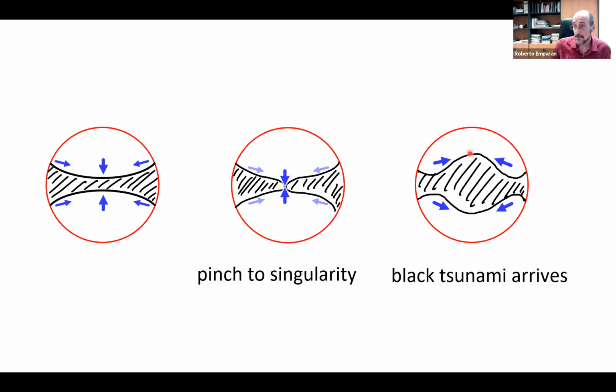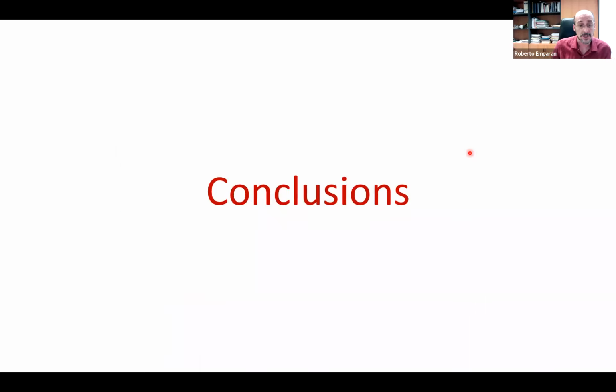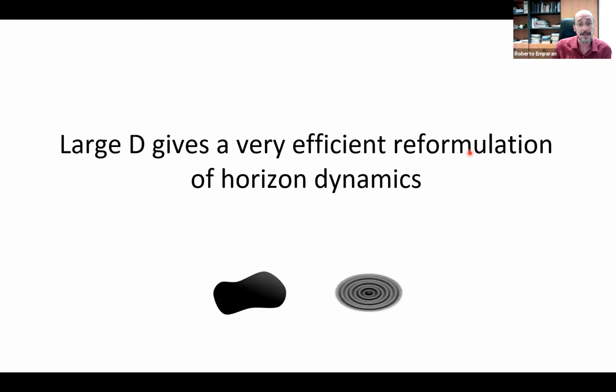So I'll come now to my conclusions. I'll try to keep them brief. Well, my aim has been to show you that the effective expansion is at least a very efficient way of reformulating horizon dynamics. You can describe black holes with different shapes. You can also describe their fluctuations, and the ripples and nonlinear fluctuations. So it's something that's efficient.